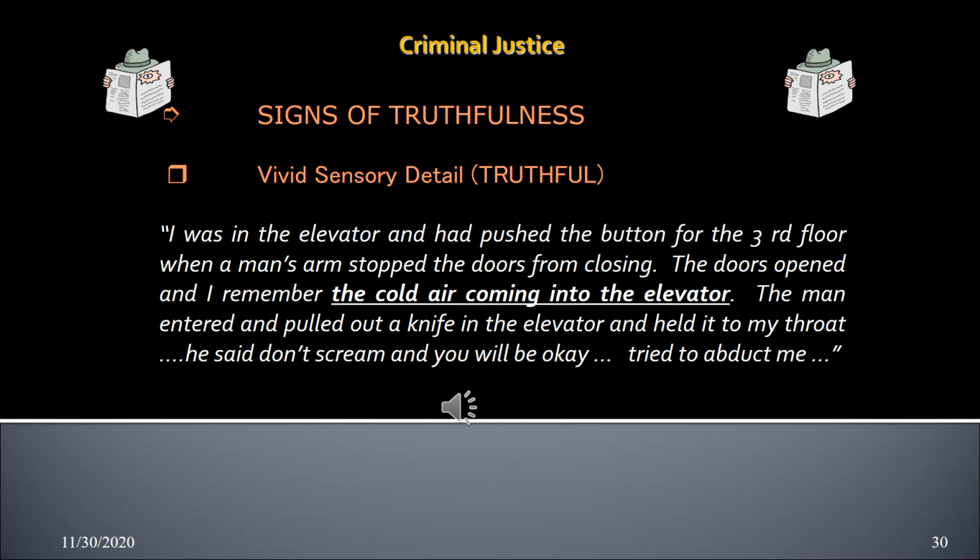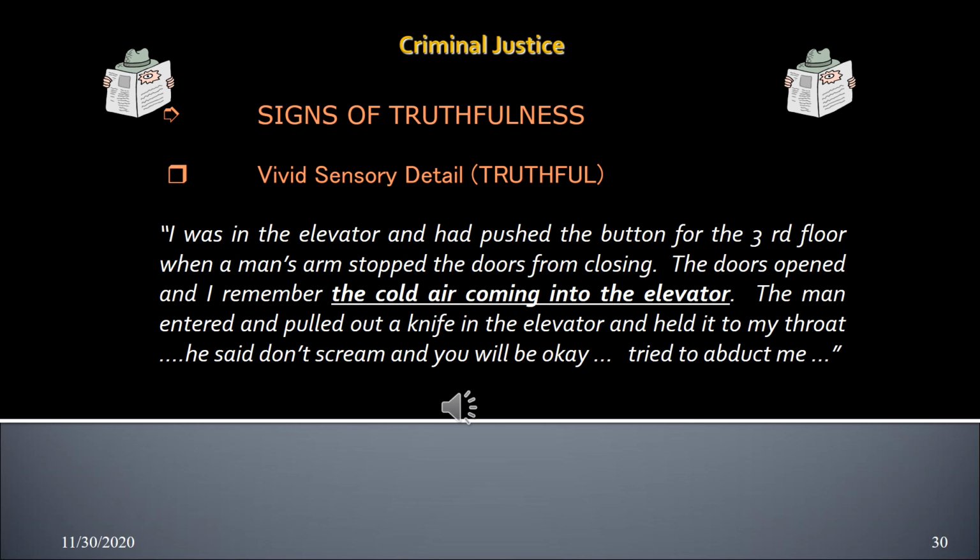The door is open, and I remember the cold air coming into the elevator. She's in the basement where the pool is, that cold air coming into the elevator. The man entered and pulled out a knife in the elevator and held it to my throat. He said, "Don't scream, and you'll be okay." He tried to abduct me, etc., etc.